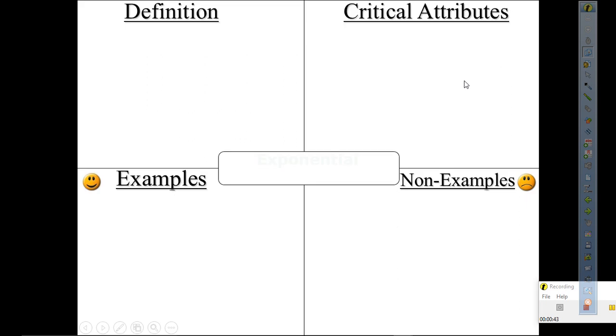Since yesterday we started with definitions, examples, non-examples, and hashtags, without looking at your notes, fill in your Frayer model for exponential expressions. If you don't remember the definition yet, give me at least 2 examples of what exponential expressions look like, 2 that are not, and some hashtags, and hopefully that'll clarify your definition. Go.